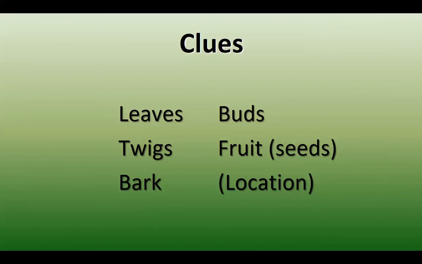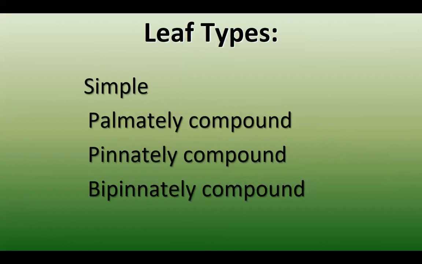But let's move on and look at what you all expect to be able to find, and that's leaf types. You know, even in the winter, you can look down around the tree. You have to be a little tricky because a leaf may have blown in from somewhere else. But the leaf types come as simple, palmately compound, pinnately compound, and bipinnately compound.